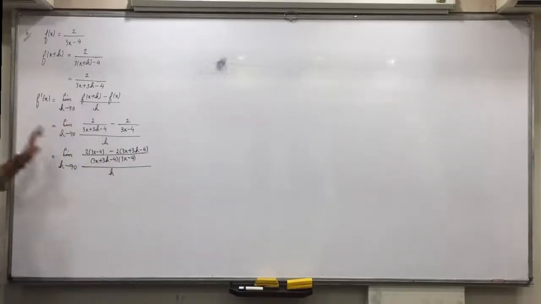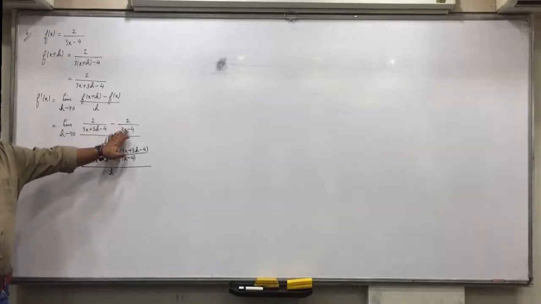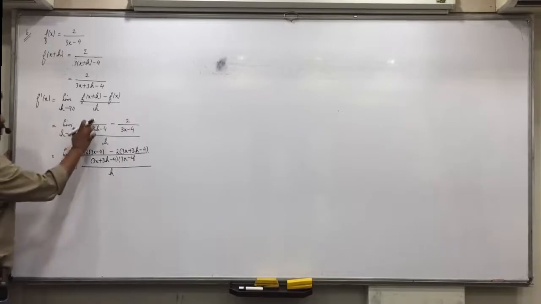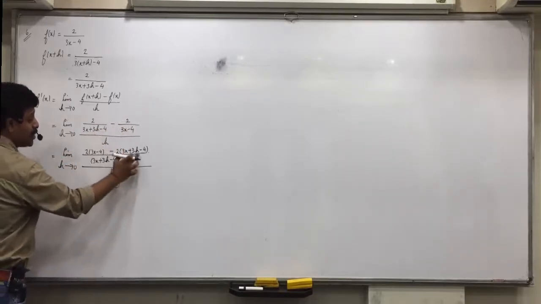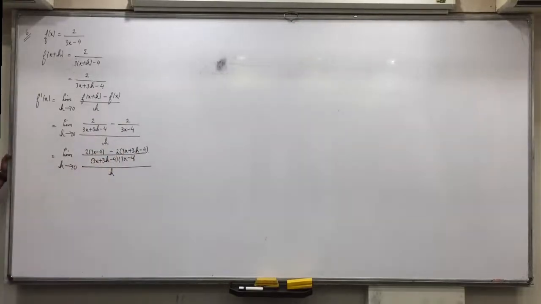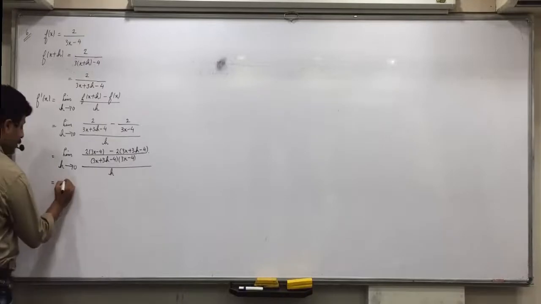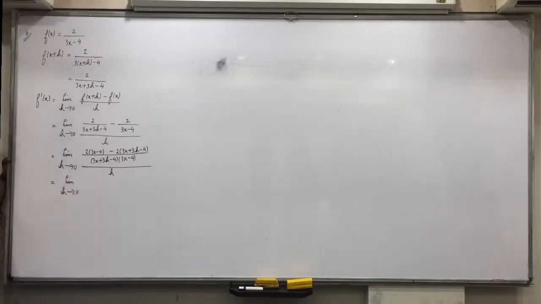I repeat it, be attentive. LCM is 3x plus 3h minus 4 into 3x minus 4 and you cross multiply. 2 into 3x minus 4 minus 2 into 3x plus 3h minus 4, and whole divided by h. Any confusion in this? That is equal to limit h tends to 0.